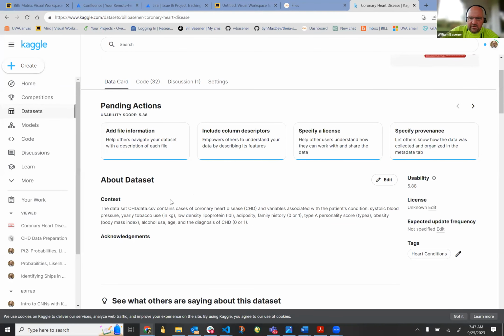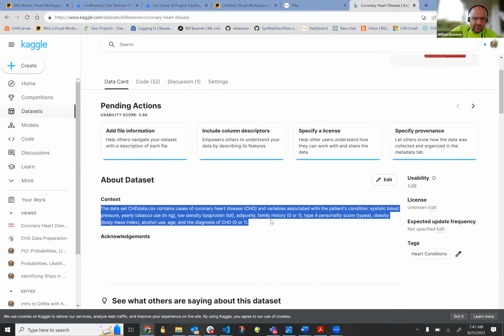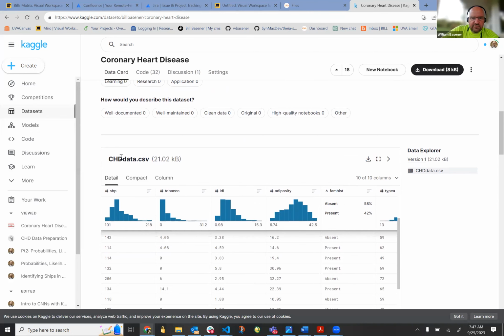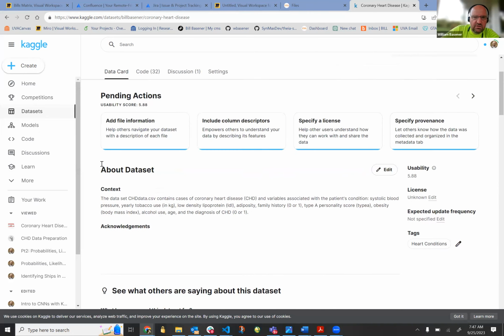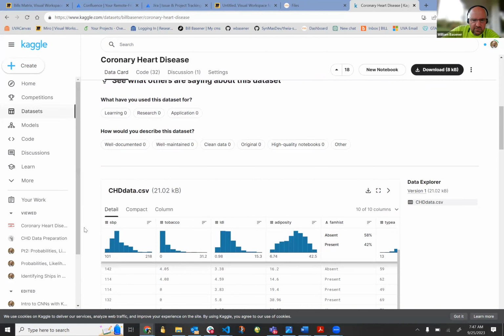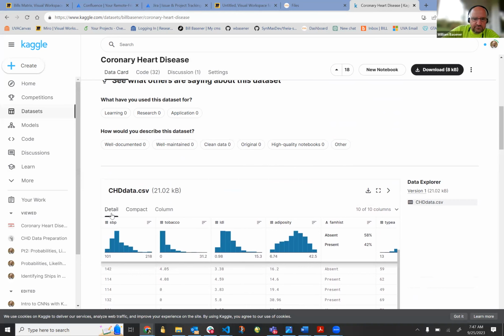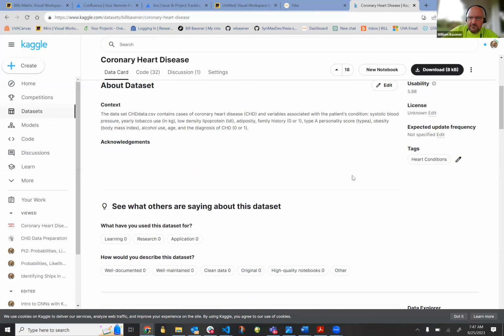So let's take a look at what's here. The context, the data, this is something I wrote to describe it. The data set CHD data.csv contains cases of coronary heart disease, right? And so a little description of those, that's good. There's usually some summary of the data, right? And so this is systolic blood pressure, tobacco use. So you get some little histograms of what the values are for the different columns.